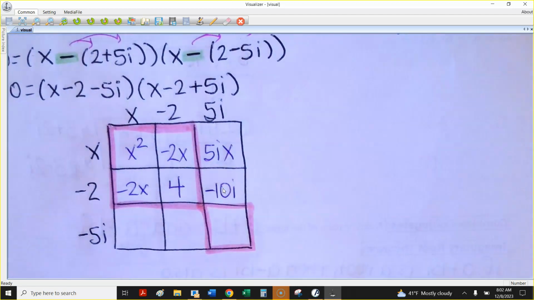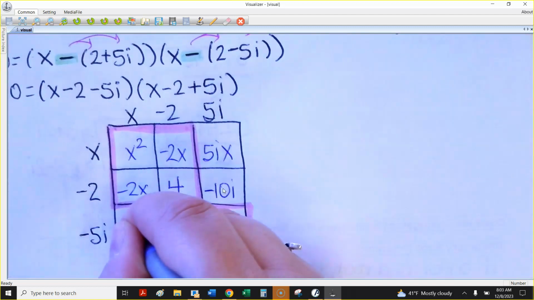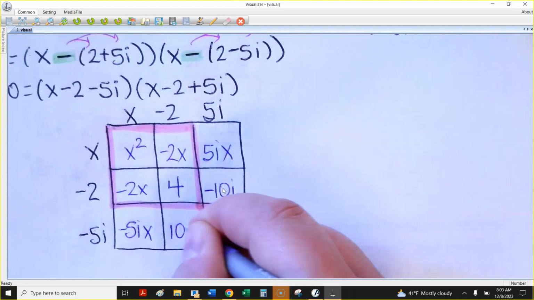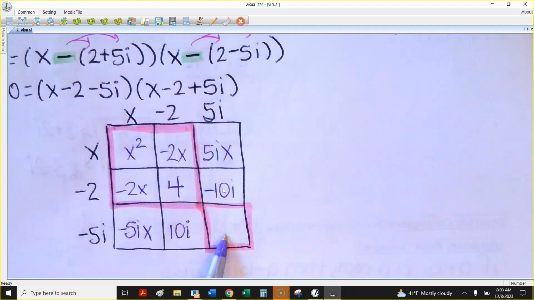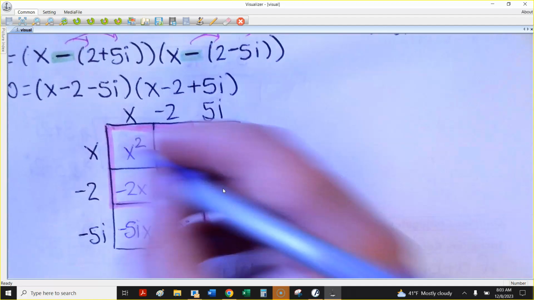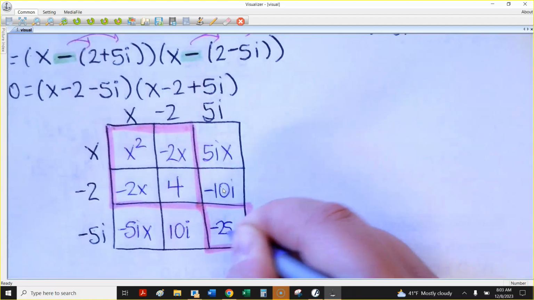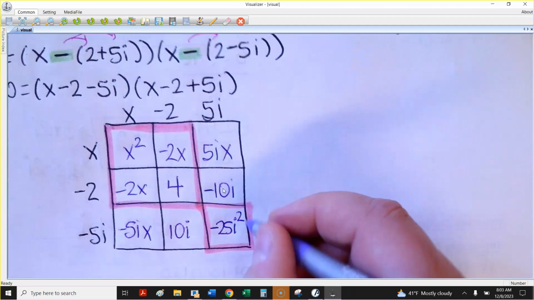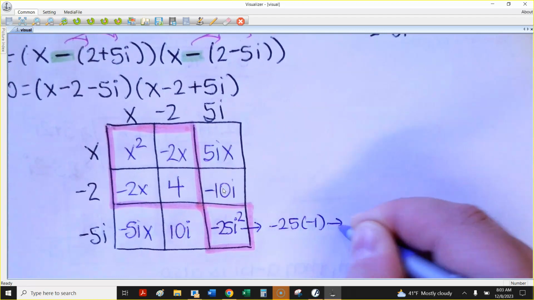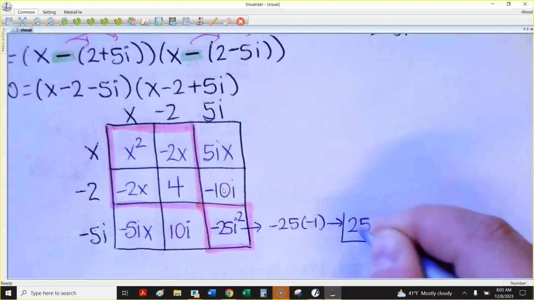You can always multiply numbers together. They don't both have to be real. You can only add or subtract if they're like terms, though. So that's going to become negative 10i. Now, this one right here, negative 5ix. Negative 2 times negative 5 is positive 10, and that has an i with it. And then down here in the corner, you'll always have a negative number, because it's going to be negative 5 times 5, which is negative 25. But then I'm also always going to get i squared. So this little box in the corner is negative 25 times negative 1, so it's actually going to be positive 25.